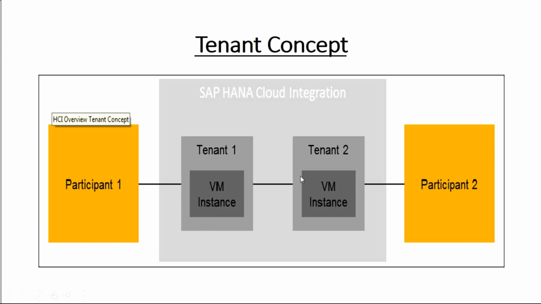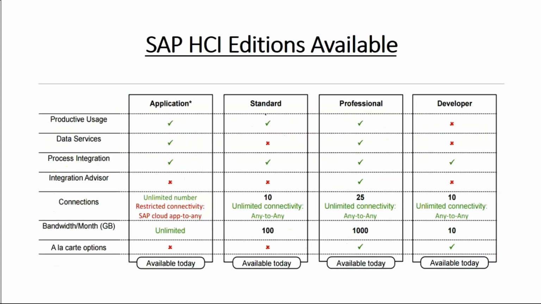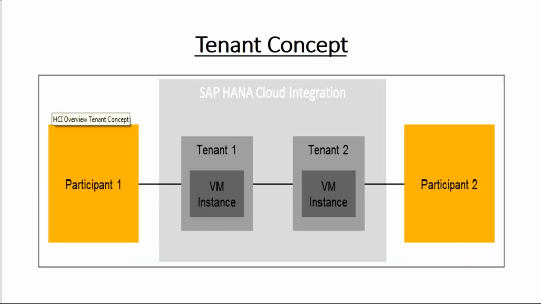So you have participant 1 and participant 2, which are using the same cloud, but again the data is isolated. So this is about your tenant concept. You will understand this tenant concept in detail in later classes. What exactly is a tenant, and how do we explain the URL of HCI? That will be explained tomorrow.